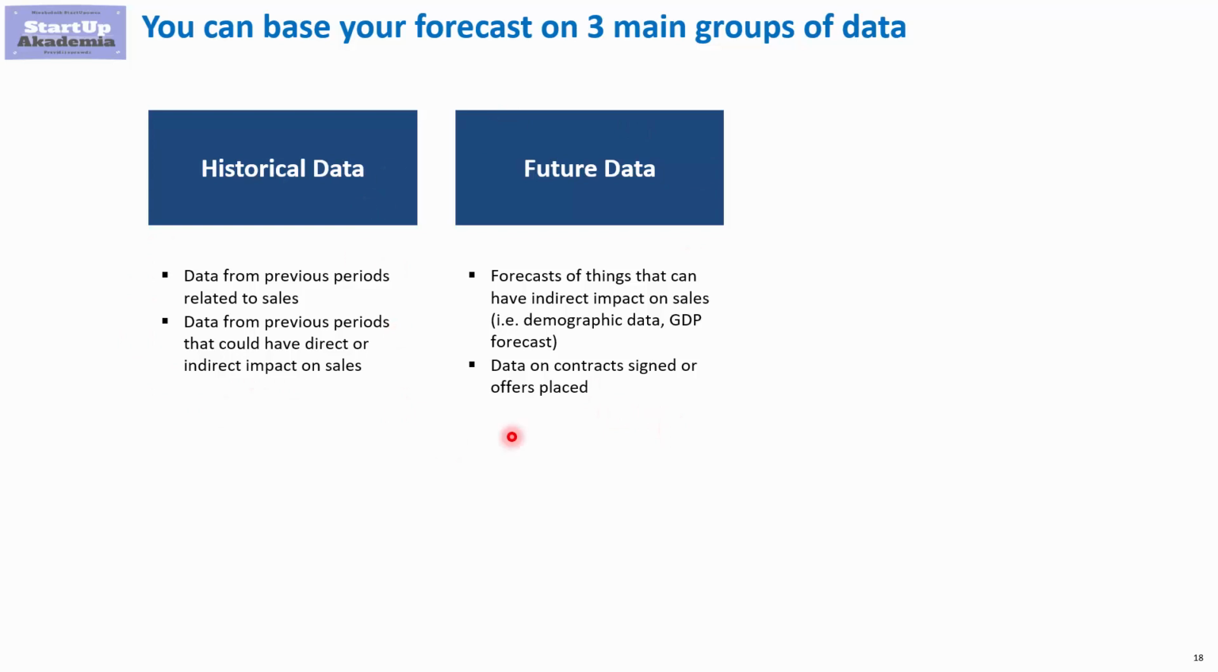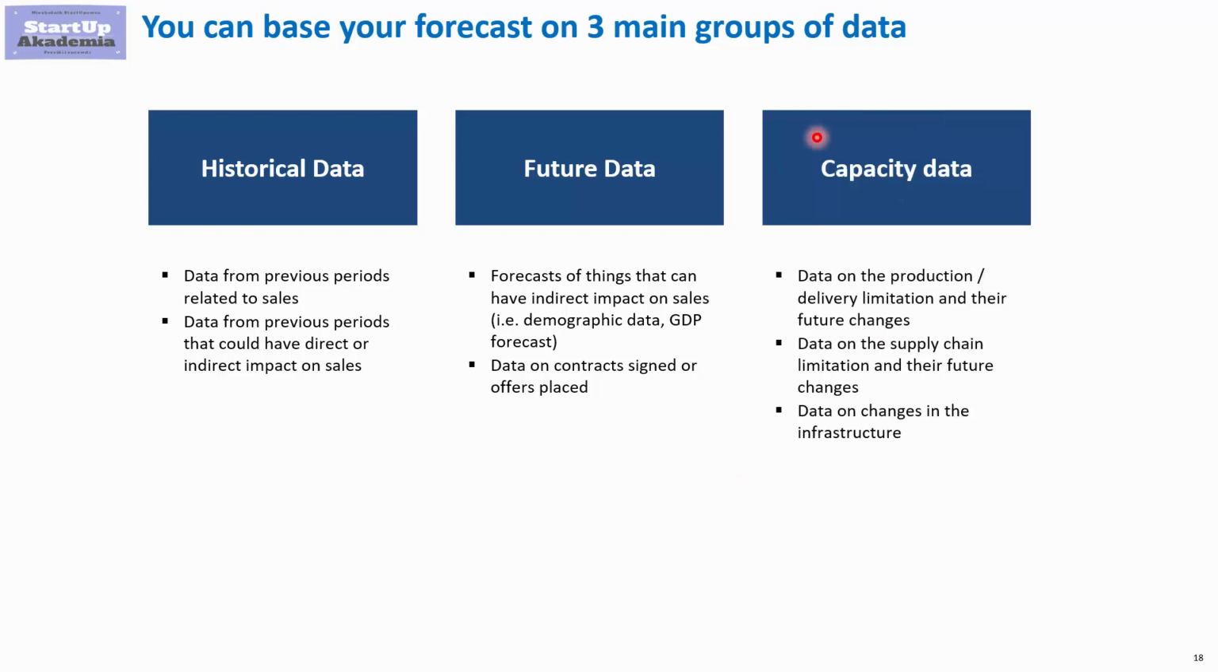Historical data and future data will be in most cases a very good starting point to estimate the demand. But as we said, in many cases, in order to be able to go from demand to sales, we actually have to take into account certain limitations on the supply side. So in other words, we need capacity data. In this group of data, we will have data on production or delivery limitations and the future changes.